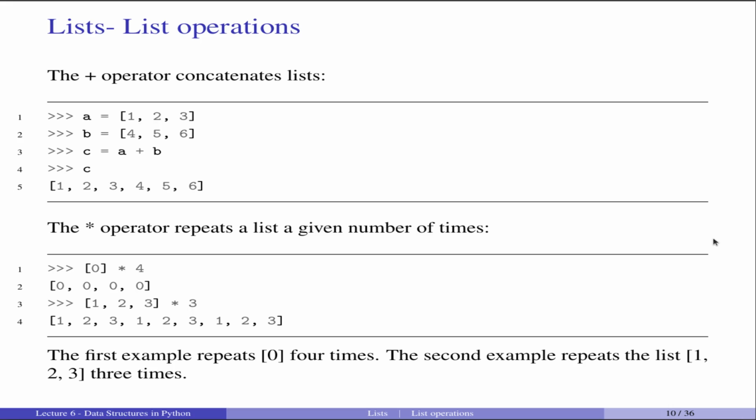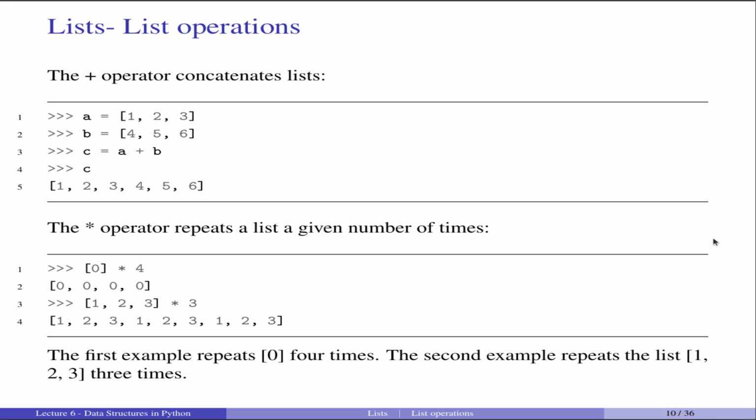Now let's see some list operations. So far we have seen various operations on numbers and on strings. So now let's see some list operations. The plus operator also applies on lists and it concatenates lists. By concatenates we mean joining together. So the plus operator joins two lists together.